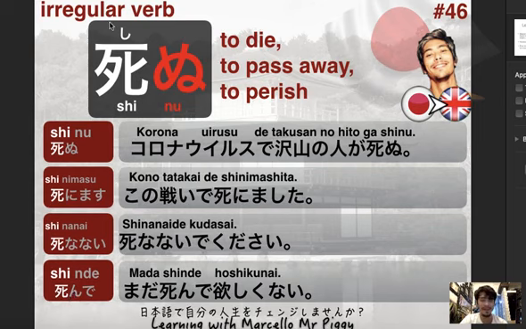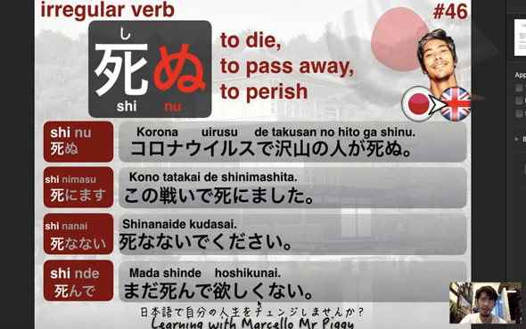This is an irregular verb, so the nu becomes nde. Shinde. In this case, it's mada shinde hoshiku nai. Mada is yet, shinde is die, and hoshiku nai means I don't want. So this means I don't want you to die, or me to die. We don't know the subject, but if it's you, it's like I don't want you to die yet. Mada shinde hoshiku nai.